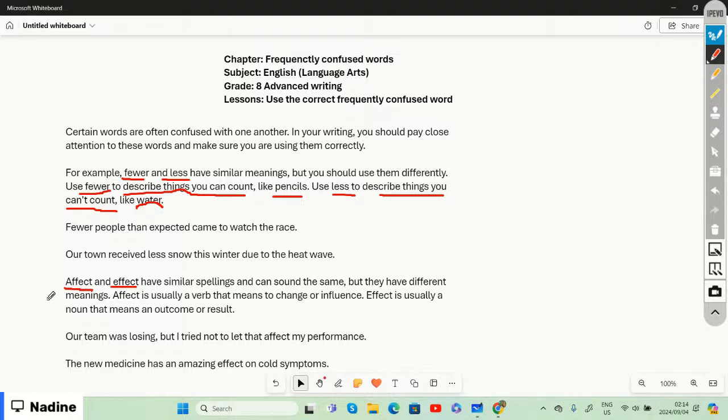For example, if we use the word affect, something that directly affects you, like maybe the crime, bullying, it is things that personally affect you. So affect is usually a verb, it's an action that means to change or influence.